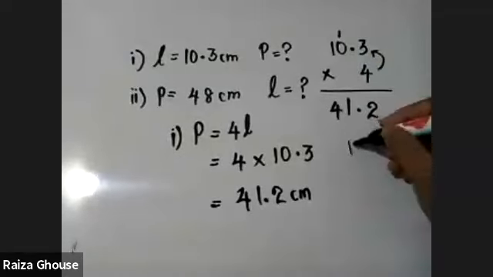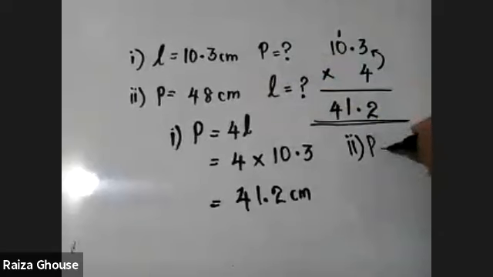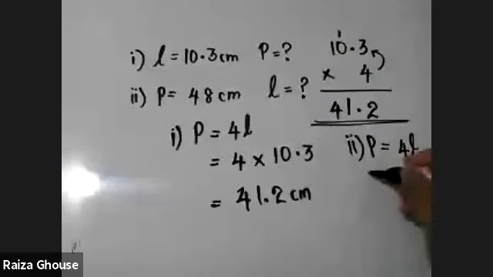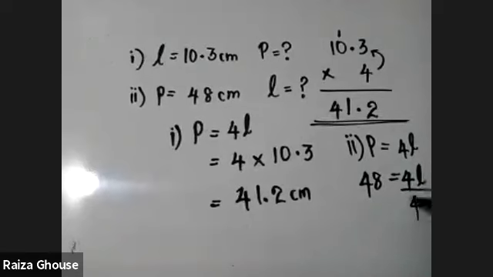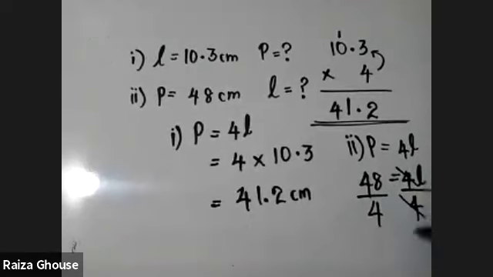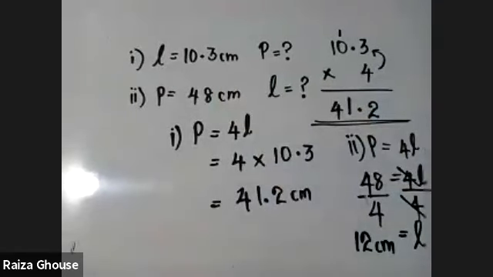That is the perimeter of diagram 1. The second one, they have asked to find the length. Perimeter equals 4L. Perimeter given, 48 equals 4L. In equations you have learned, if you want to isolate the unknown term, what do you have to do? Divide both sides by the same number. Definitely L is alone now. If you divide 48 by 4, you get 12 centimeters. So one side of the square is 12 centimeters. 12 times 4, you get the perimeter 48. Is there anyone who is not clear with anything here? Raise your hand.